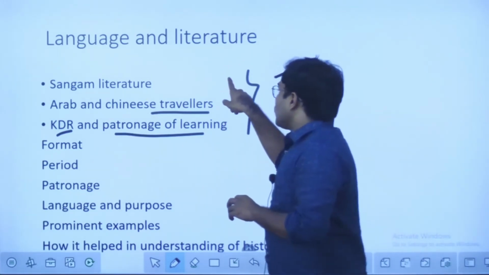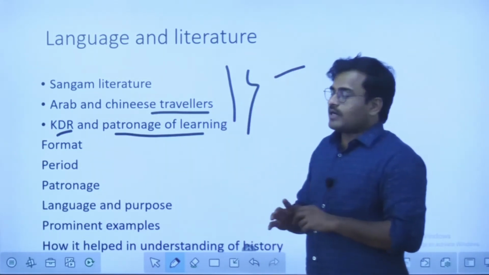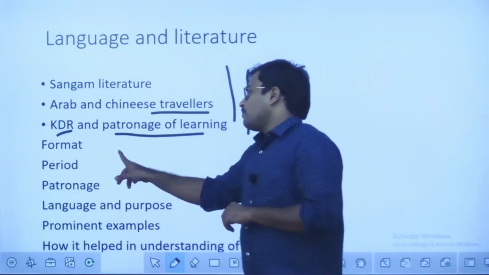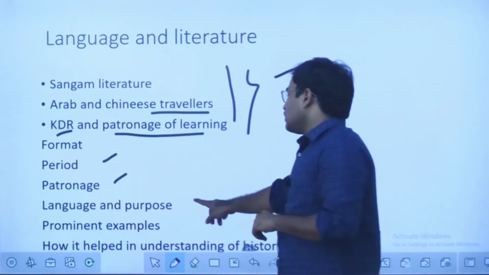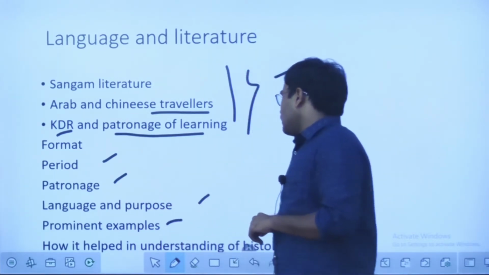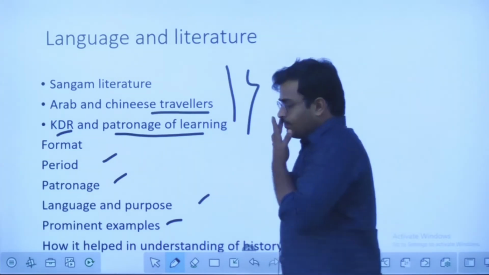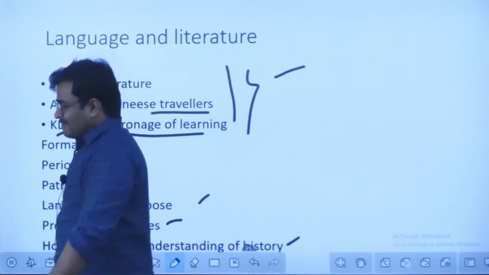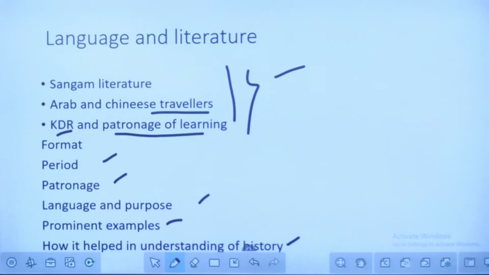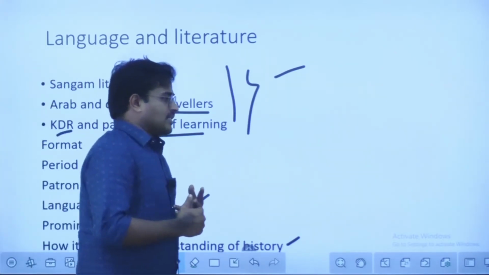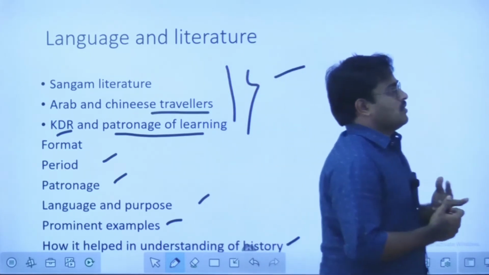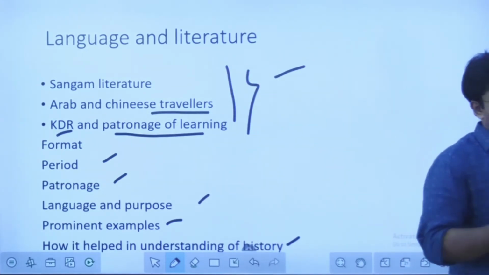But you prepare all these 3 questions; there is a good possibility of repetition. Here also the format is the same: period, patronage, language and purpose, prominent examples, and how it has helped in understanding history. Same format: period, patronage, language and purpose, prominent examples in literature. Same format you follow.